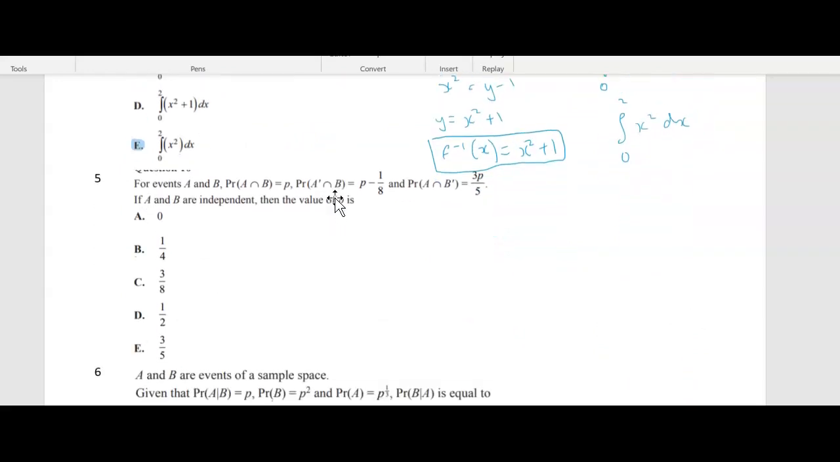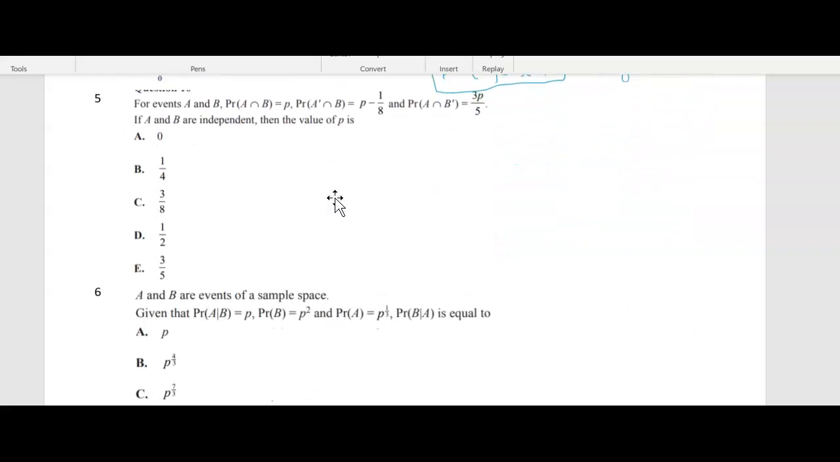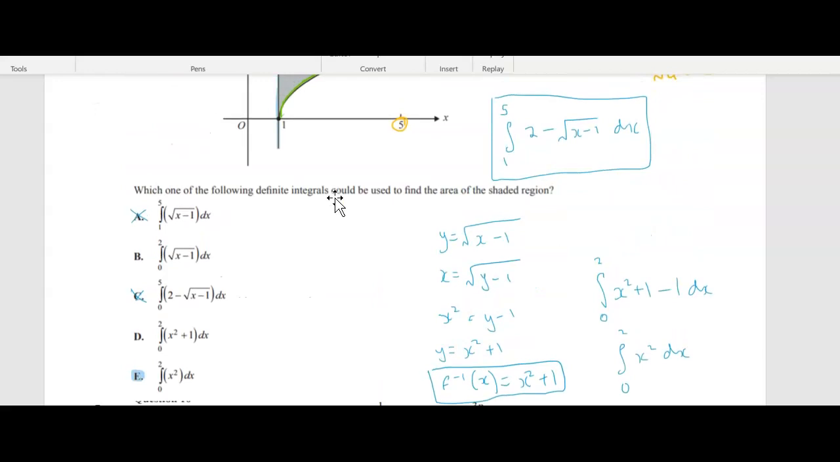All right, let's move on to question 5. So that question there, the proportion of students who got it right, let me just have a look.